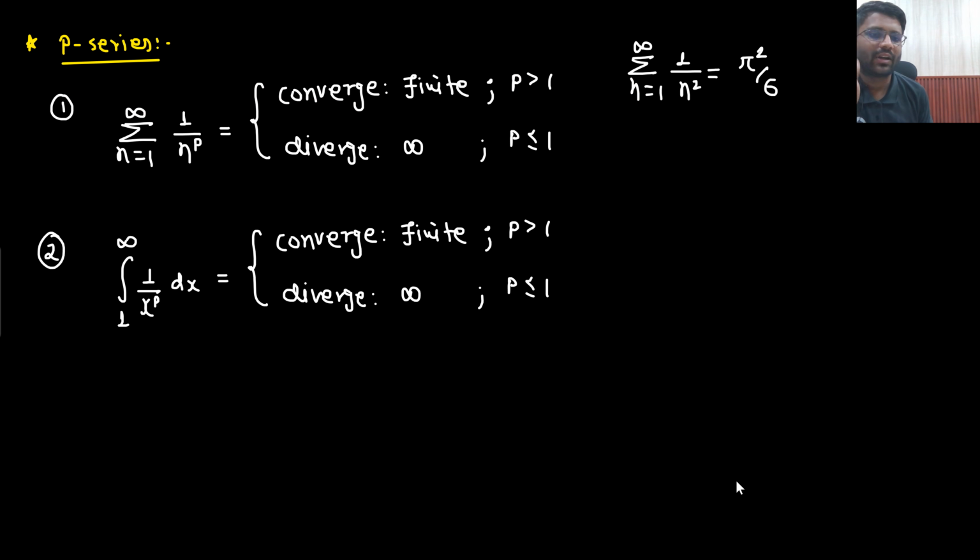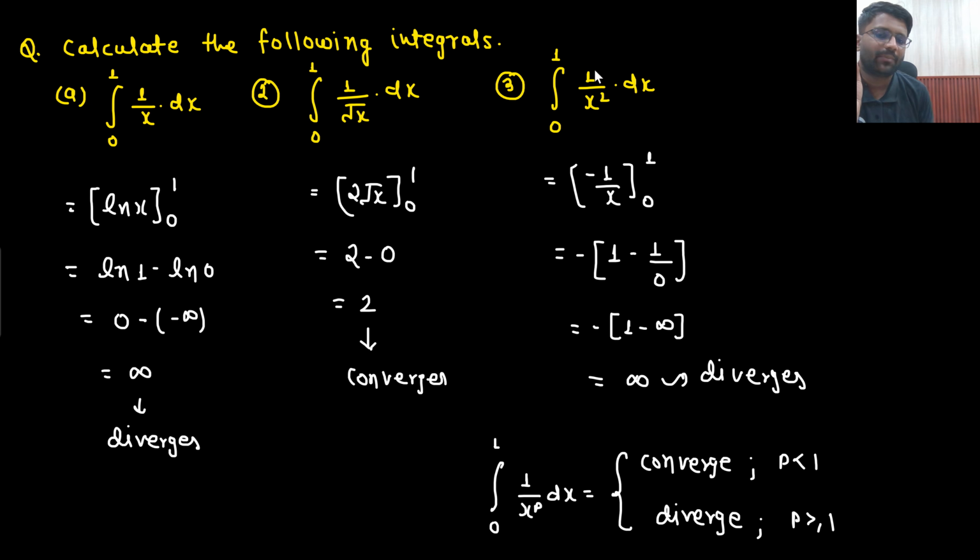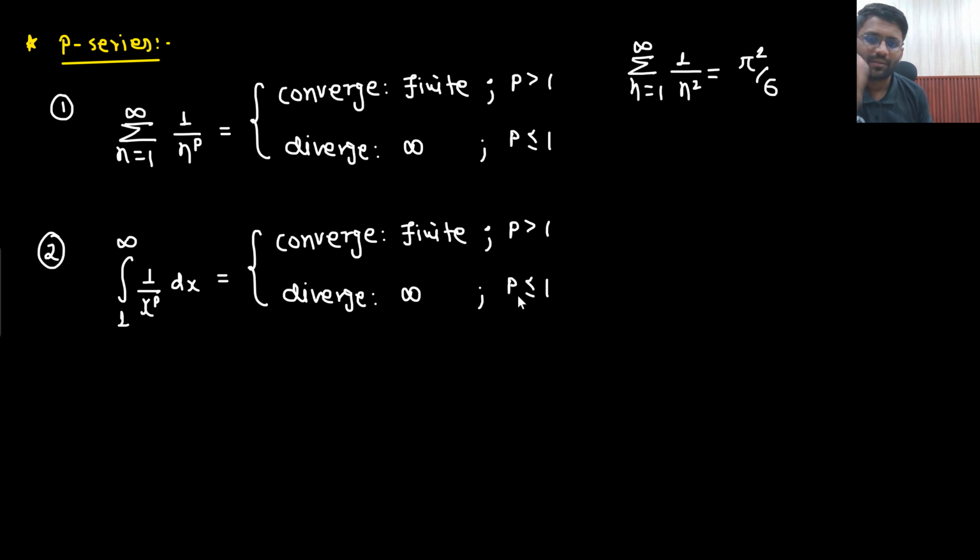If at any time you get confused in the examination hall, just take a simple example. Just take an example of 1 by x square, or 1 by under root x, and you will be able to verify. And p equals 1 you will be able to remember, because p equals 1 will always diverge, here and in the other one as well.